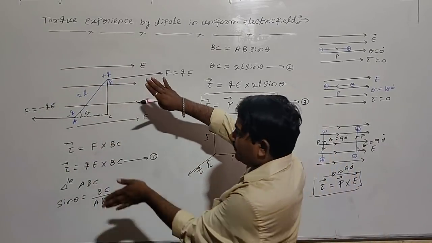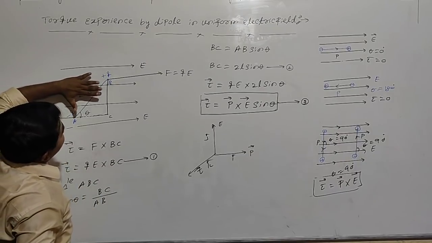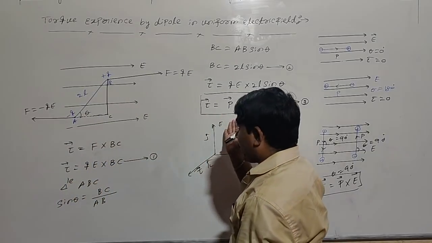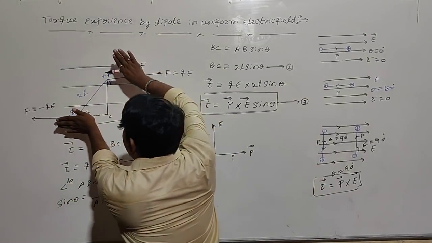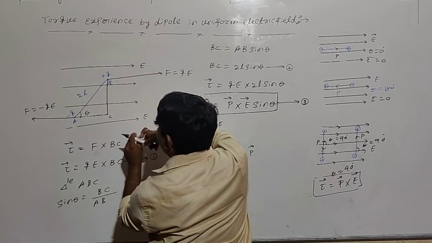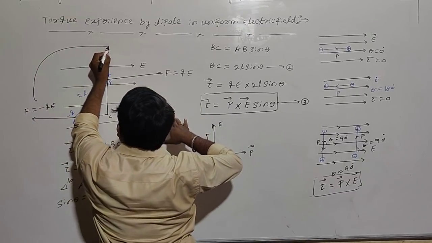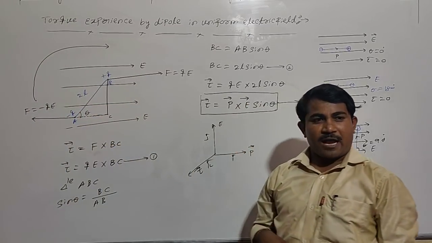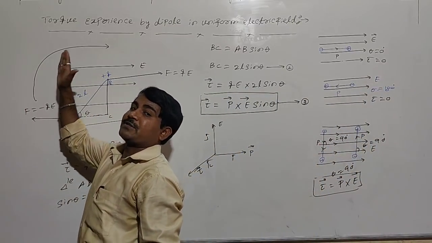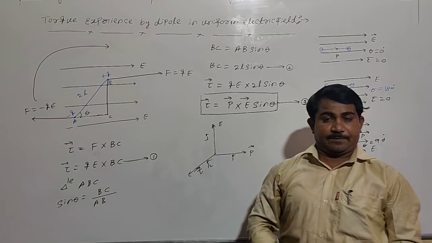How does it align? Actually, the electric field intensity goes like this. Due to this torque, this dipole aligns along the direction of the applied electric field. This dipole aligns like this situation. I mean, this dipole rotates in a clockwise direction in the presence of this uniform electric field intensity.